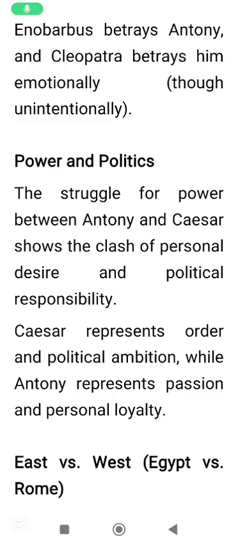So Antony is only loyal. He's not loyal to his people. He's not loyal to his soldiers. He's not loyal to Rome, his country. He's only loyal to who now? Cleopatra. He's only loyal to Cleopatra and his passion. That is the love he has for her.